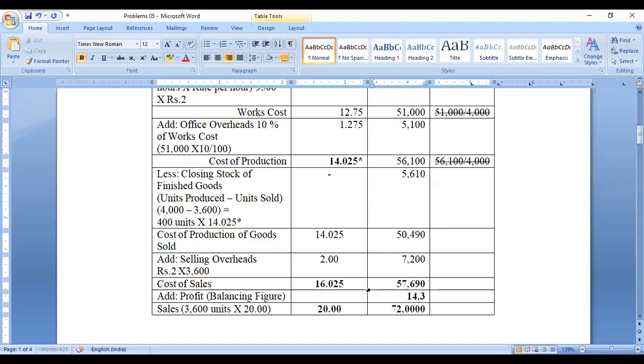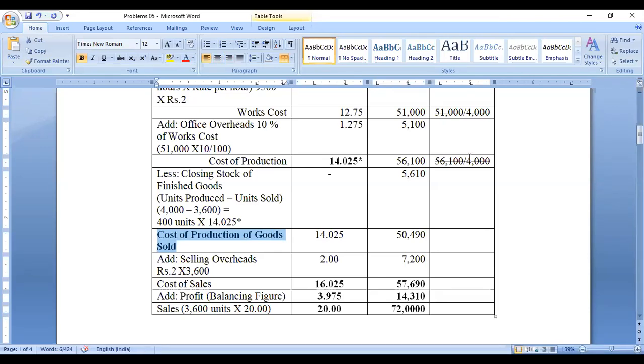14,310. So this value again, 16.025 minus 20 rupees cost per unit, 3.975. This is the profit. So this is the cost of production of goods sold. This is one answer.